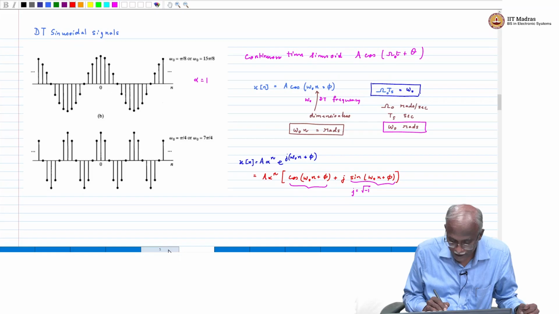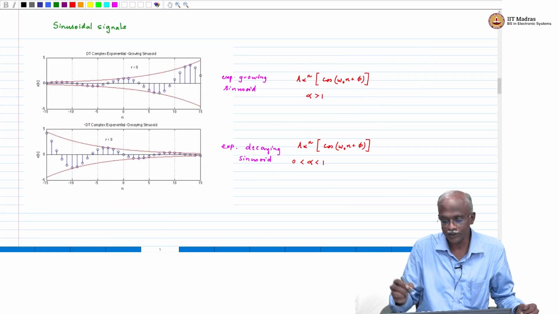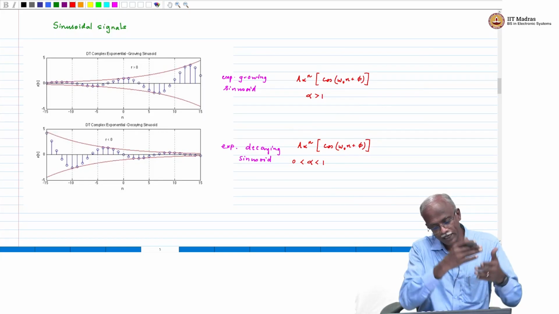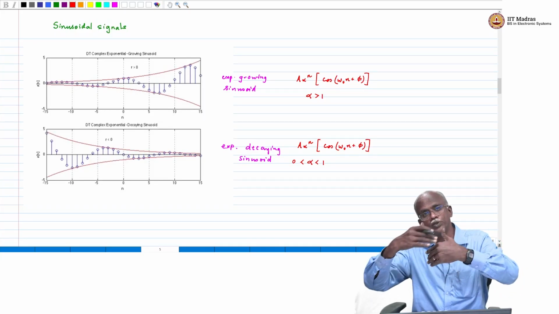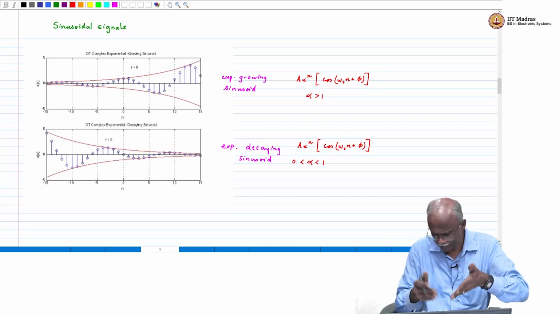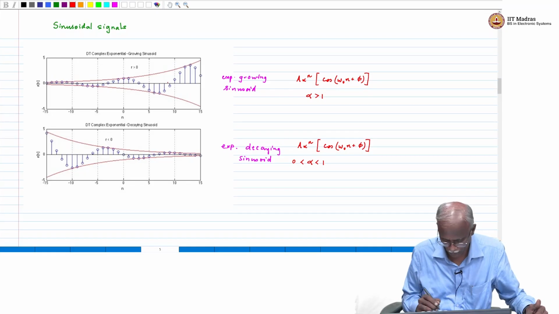Now if the cosine is multiplied with an exponential, so basically you take the cosine term multiplied by alpha to the power n, then you will basically get the superimposed behavior of a decaying exponential or a growing exponential. And that is what is shown in this graph.